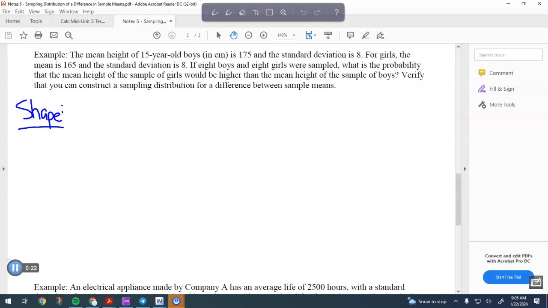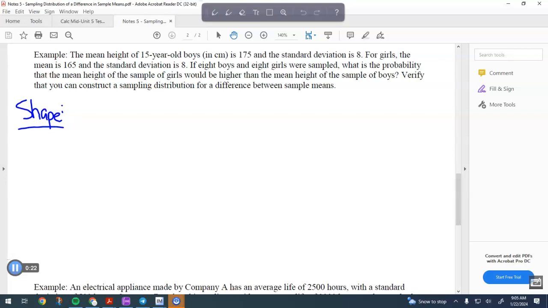So we're going to go through shape, center, spread, and then calculate the probability. Just like we did with the top 3 things on that giant sheet of paper. Same process, it's just a different format. So for shape, I'm looking to see if it is approximately normal or not.